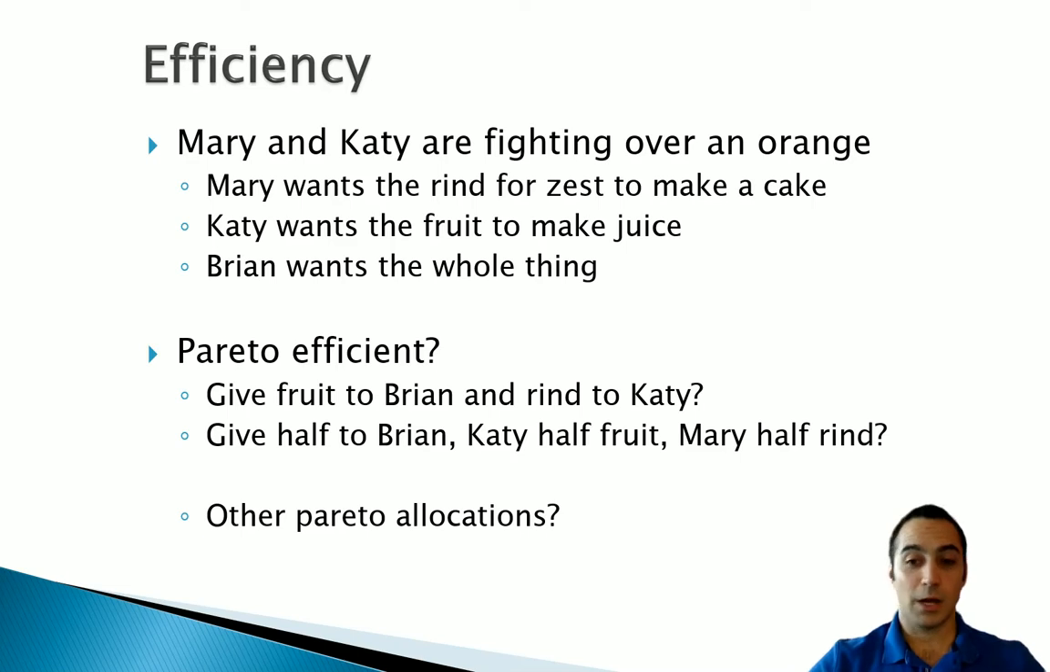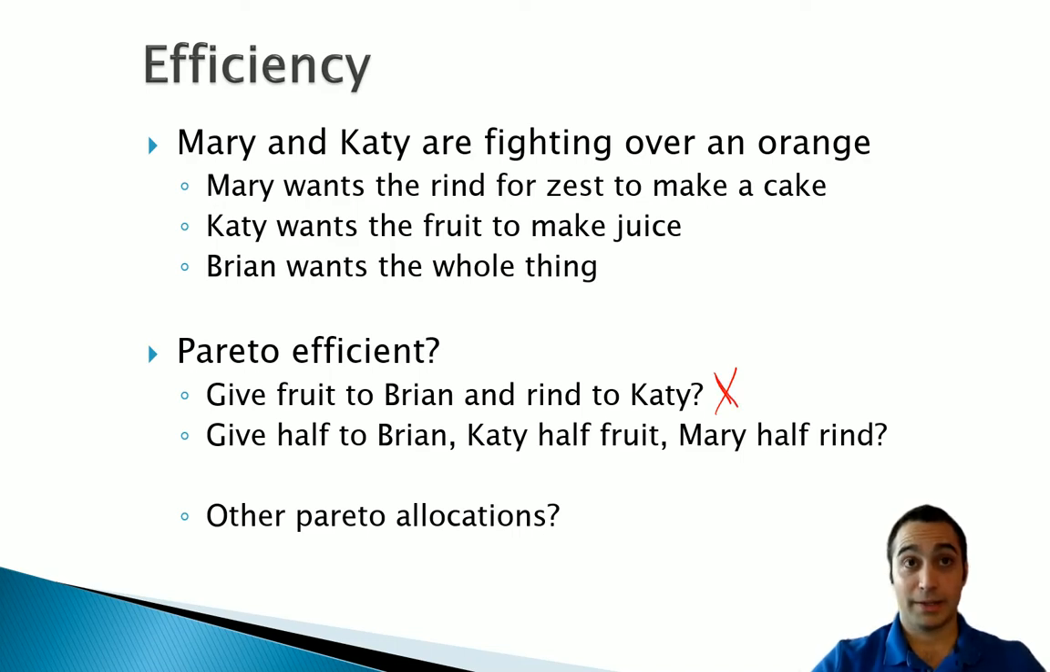No, this one I was just being tricky. Katie gets the rind, Katie values the fruit. So that seems silly. We can Pareto improve by instead giving Brian the fruit and Mary the rind. That makes Mary better off, doesn't hurt Katie, doesn't hurt Brian. So that one's not Pareto optimal.